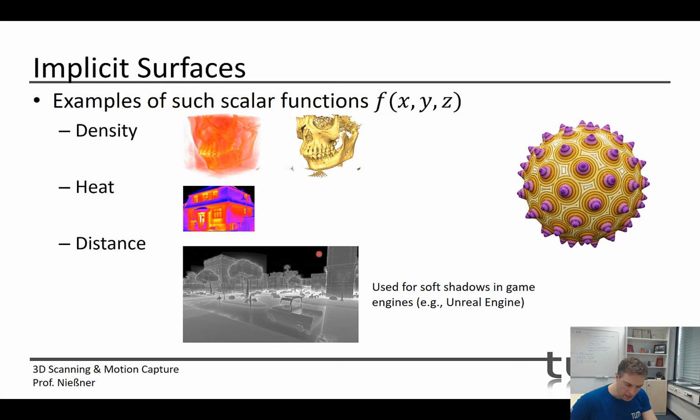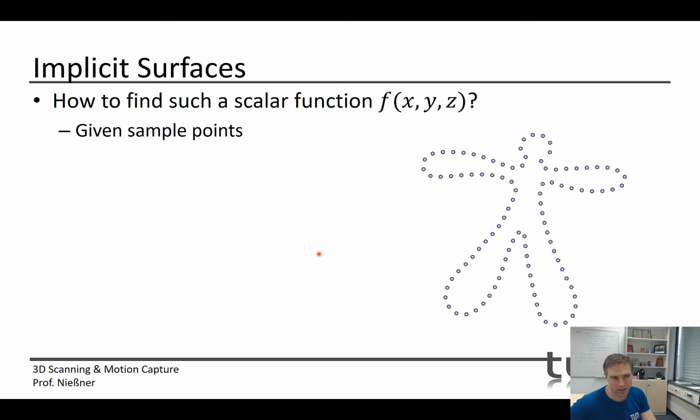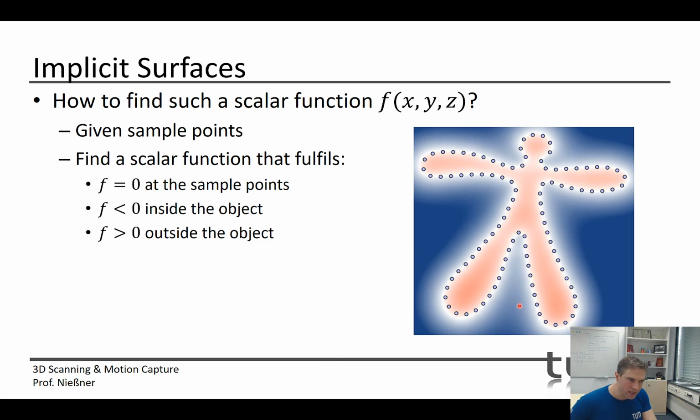Okay, so what we really care about when we're talking about implicit surfaces in the context of this lecture is how do we actually find such a scalar function. For instance, if you are given sample points, let's say from a laser scanner, but this is a simplified version right now, just in 2D. At the moment, we want to find a scalar function that says f is equal to 0 on the surface. So the scalar should be 0. If it's inside the surface, it should be smaller than 1. And if it's outside the surface, it should be greater than 1. So this is, in principle, what we would like to do.